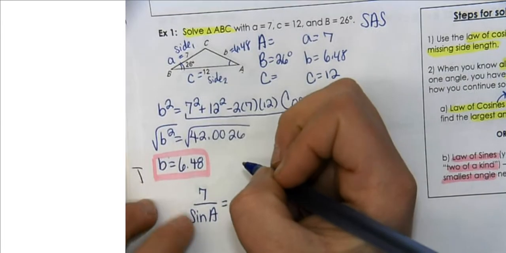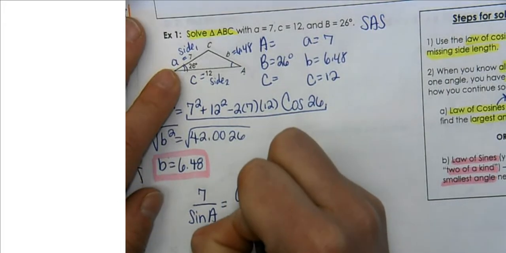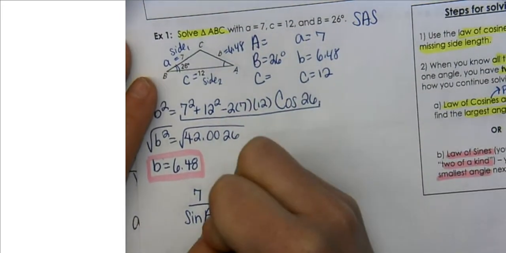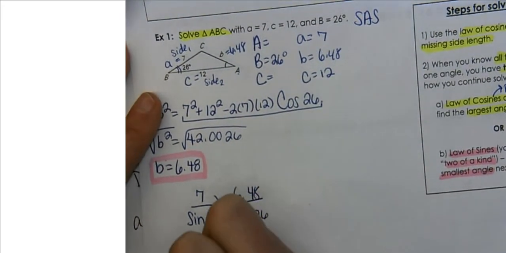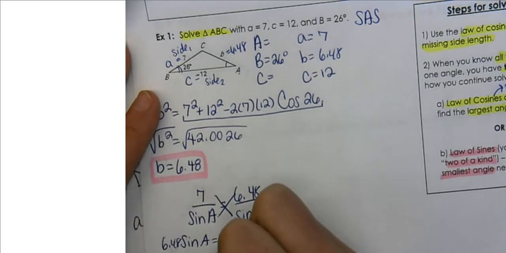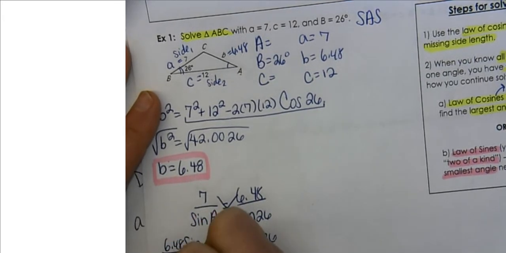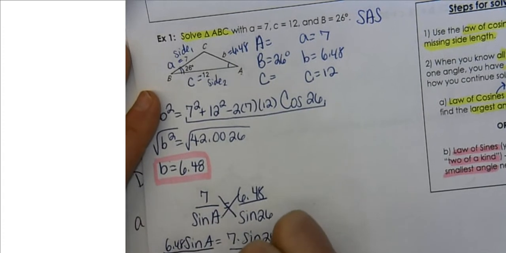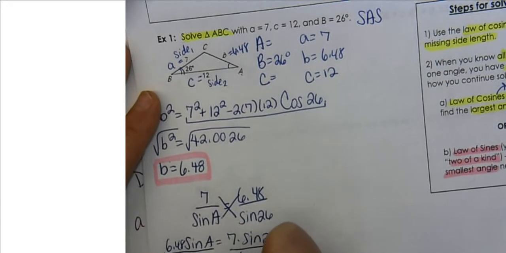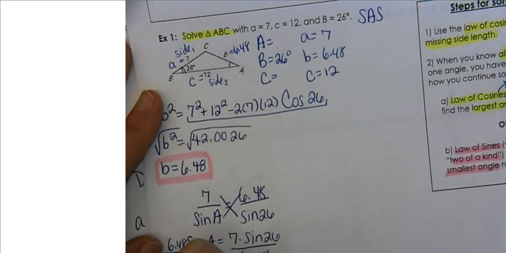So 7 divided by the sine of angle A equals my two of a kind, 6.48 divided by the sine of 26. And I'm going to do cross product. So I have 6.48 times the sine of angle A is equal to 7 times the sine of 26. I'm going to divide both sides by 6.48, and I end up with the sine of angle A equal to 7 times the sine of 26 divided by 6.48. I'm now going to take the sine inverse of both sides.